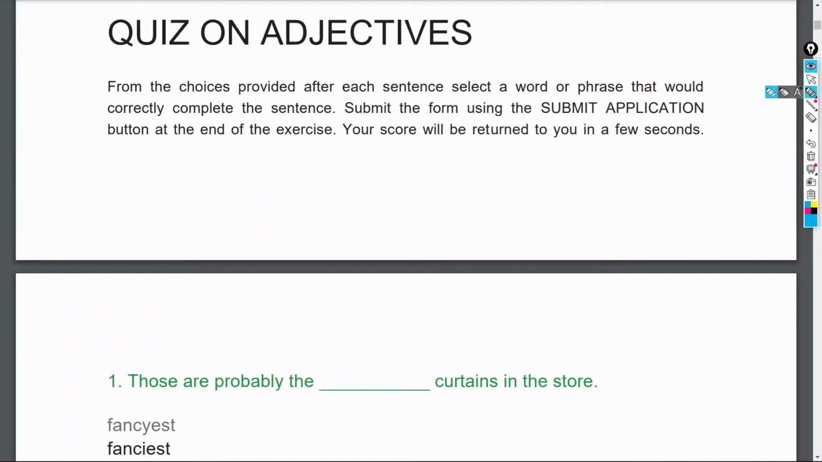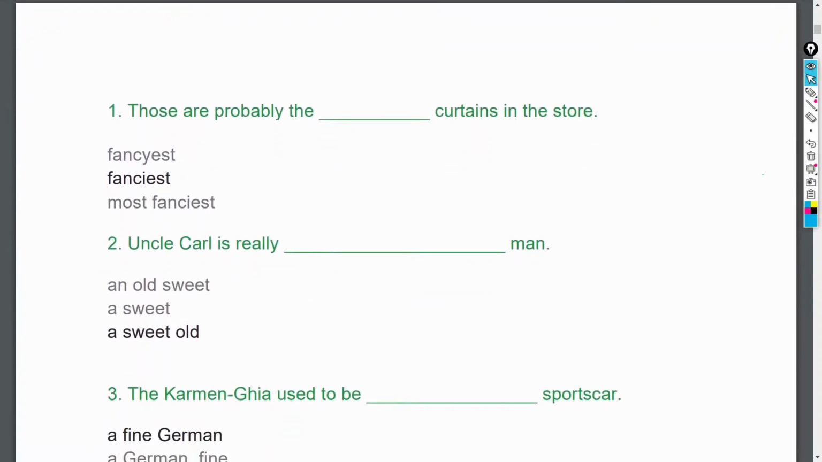See the question here. From the choices provided after each sentence, select a word or a phrase that would correctly complete the sentence. Submit the form using the submit application button at the end of the exercise. So this is the quiz now. So you can have a lot of exercise of this grammar, particularly the adjective too, from the internet. So let us see the questions.